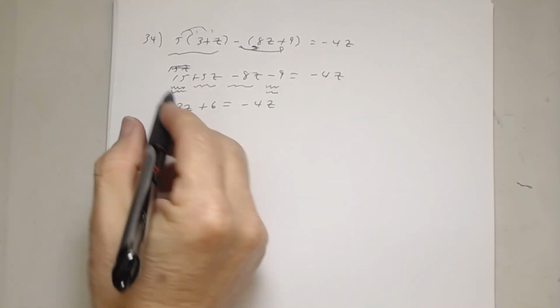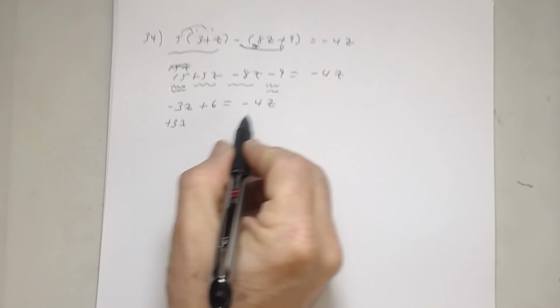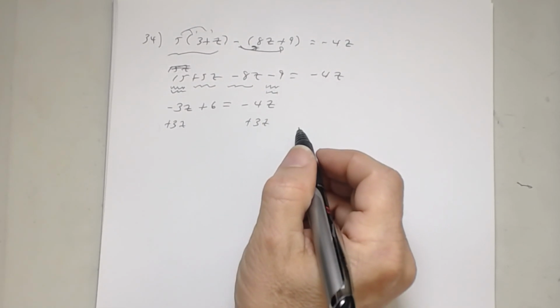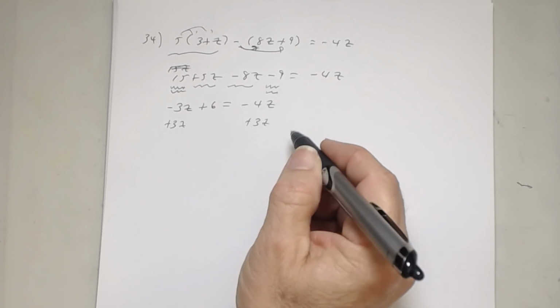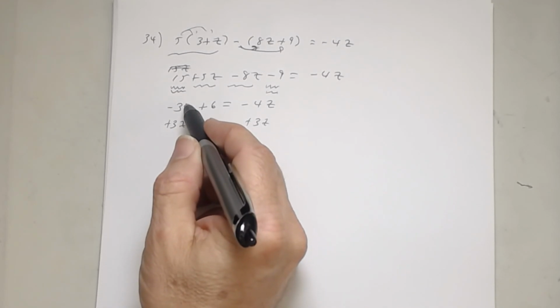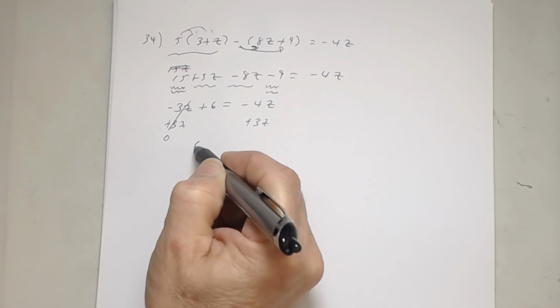So are you going to add or subtract 3z? You're going to add 3z. What you do to one side, you do to the other. That's the addition property of equality. And now what's the next step? Combine like terms. A negative 3z plus 3z is 0. What's left here? 6. Equal.